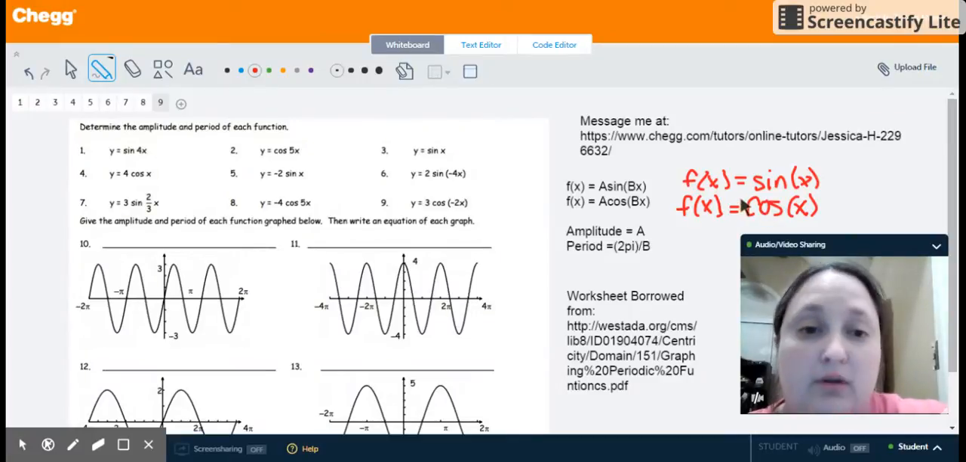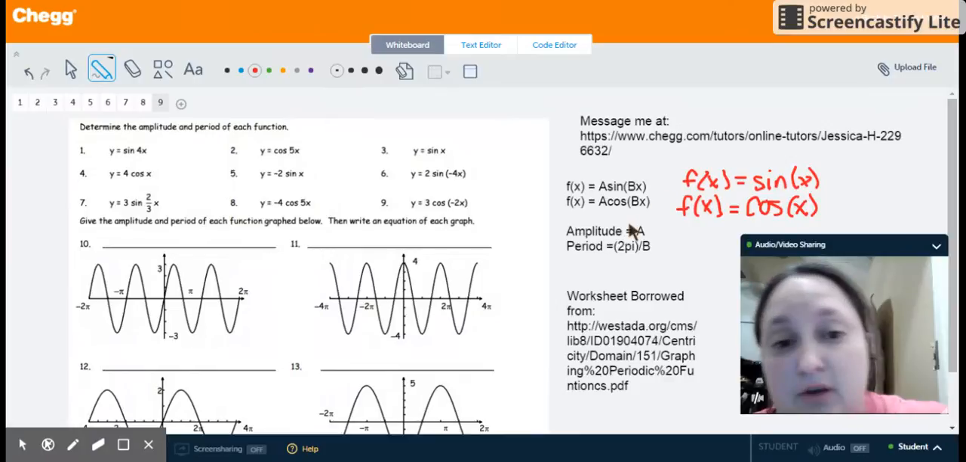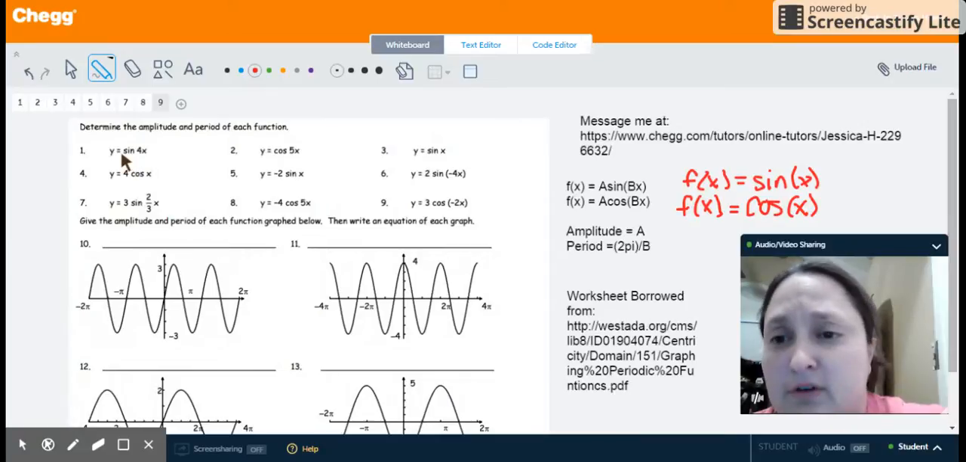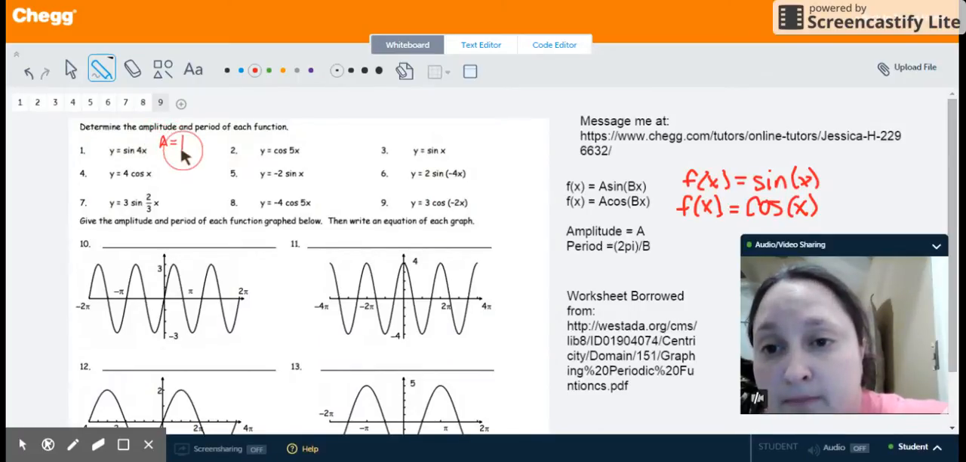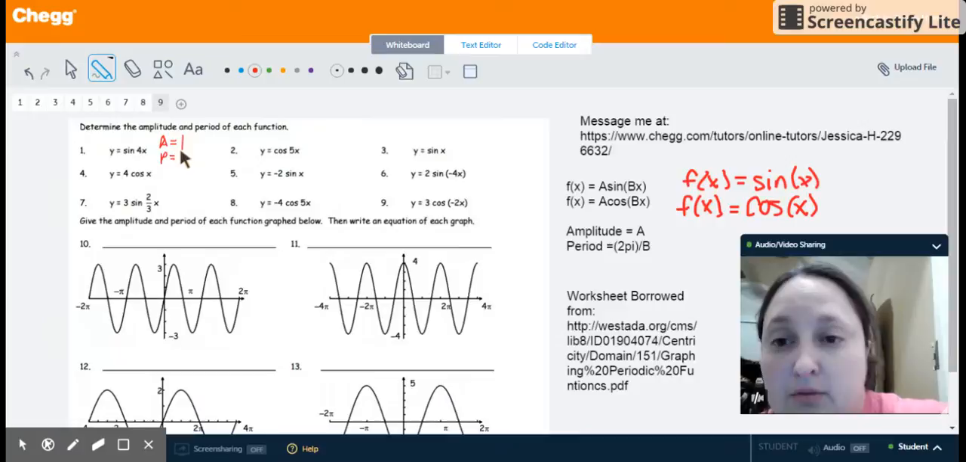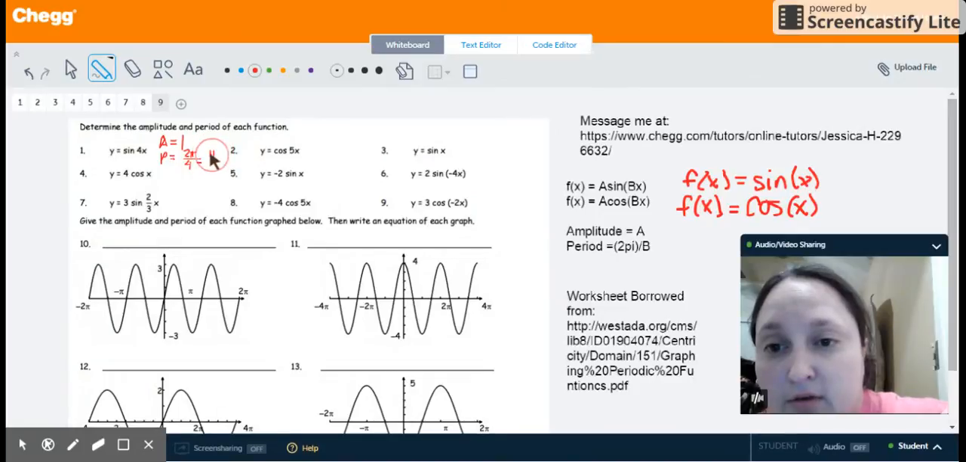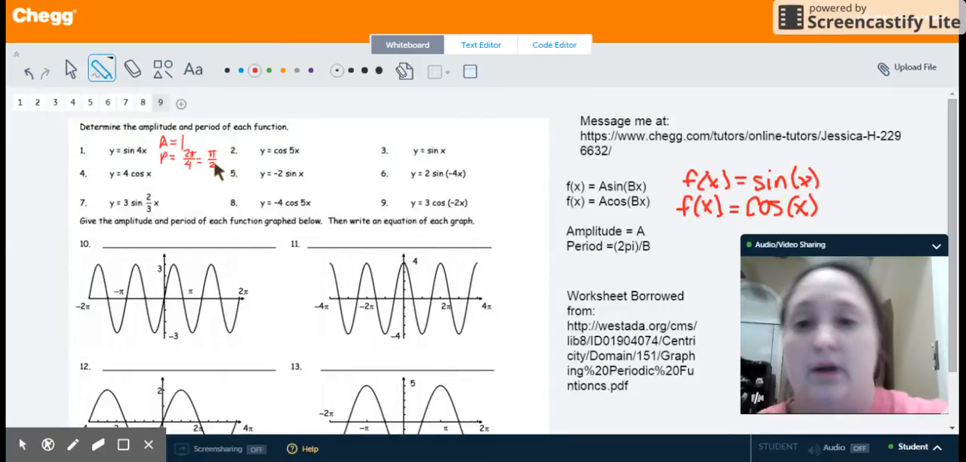Okay, so let's take a look at a couple of these and see how we would determine the amplitude and period when given a couple of problems. So on the first one, if you notice, there's no coefficient of sine, so that means the amplitude in this case, and I'm just going to represent that with an A, would be 1. And the period, I'm going to note that with a P, would be 2 pi divided by 4, because 4 is the coefficient with the x. And if I reduce this, I would get pi over 2. So pi over 2 in this case would be 1 cycle of the sine graph.